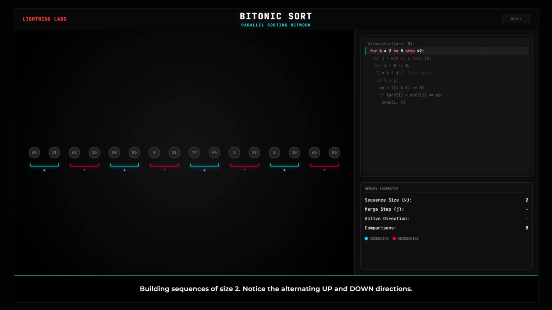Building sequences of size 2. Notice the alternating UP and down directions.